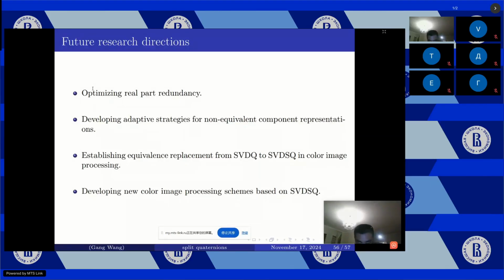Finally, there is potential for developing new color image processing schemes based on SVD-SQ, which could lead to innovative applications and improvements in this field. These directions will help advance the understanding and practical use of SVD-SQ in color image processing.